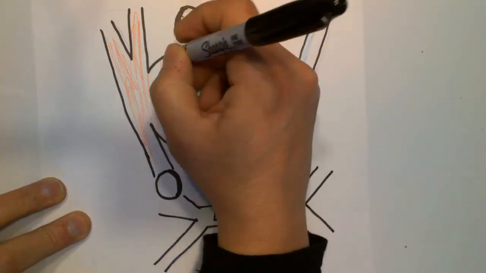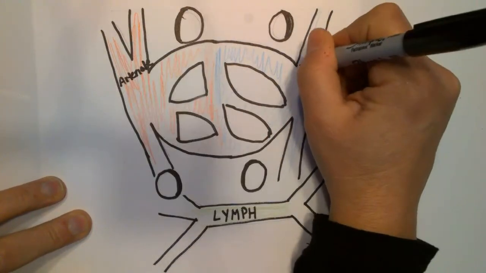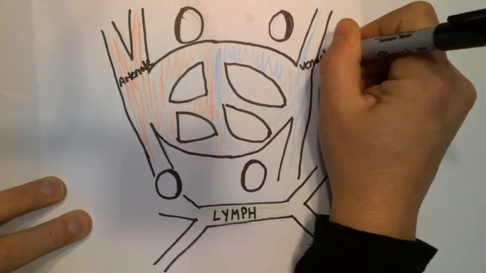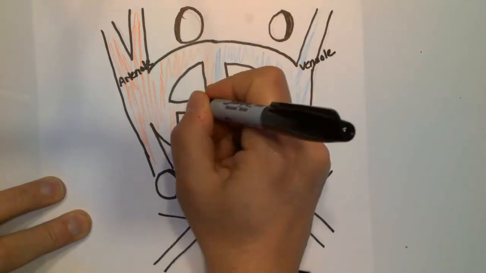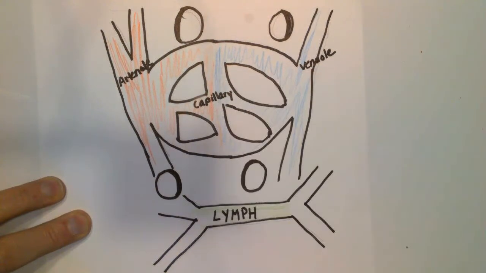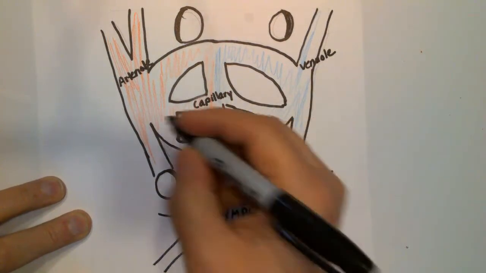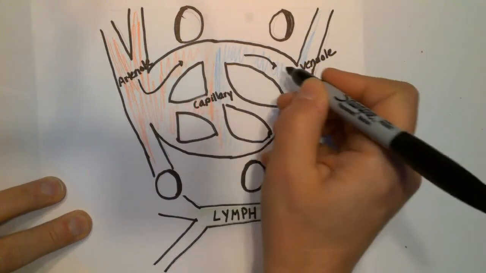So here's a capillary bed, right? Here's the arterial end, here's the venule end. This is going to be the blood, this is a capillary, so a blood vessel, and the capillary bed. And so you've got blood that's going to be flowing out through here, or fluid.